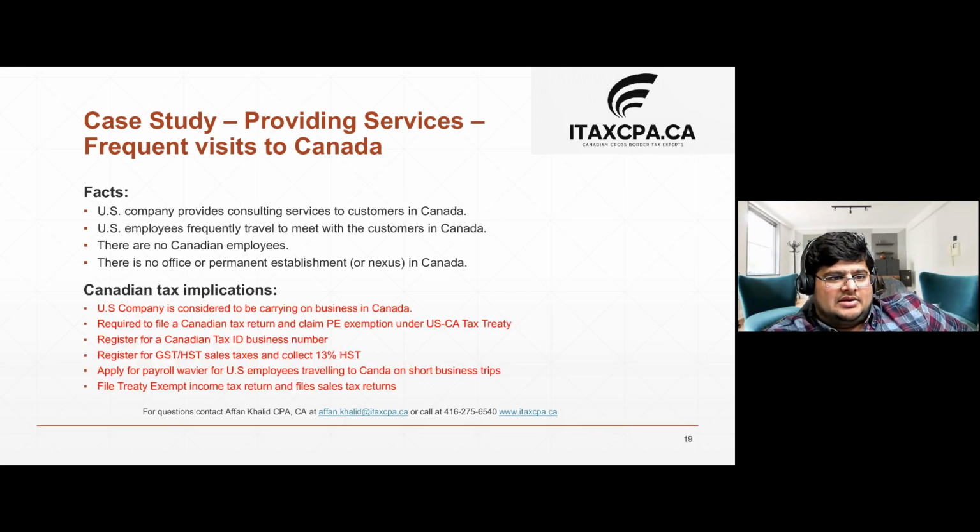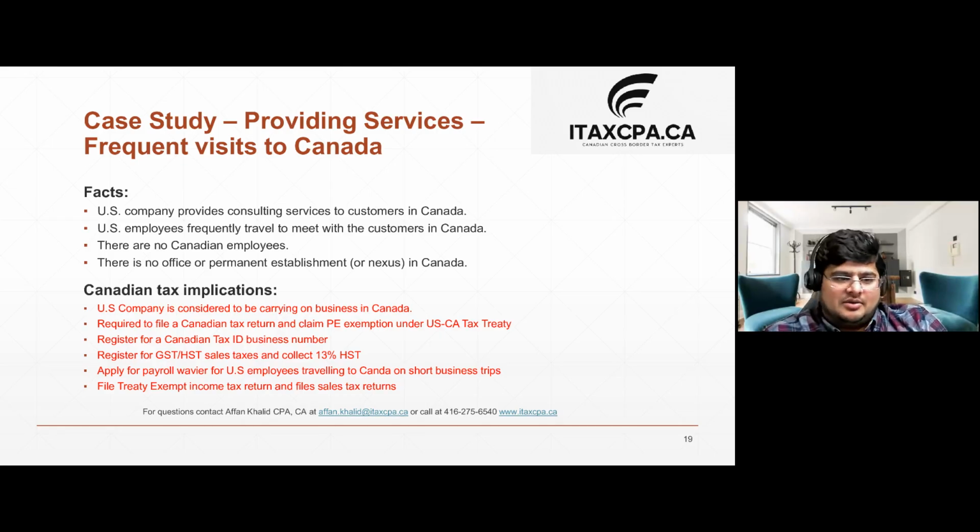Okay, and the only thing I have changed between the previous slide and this slide in terms of providing services is that US employees frequently travel to meet with customers in Canada, and that changes everything. It is one cost. Even if it is a single trip, there's no threshold on the number of trips. If US employees are coming into Canada, that's the tipping point, and then all the Canadian tax implications apply.